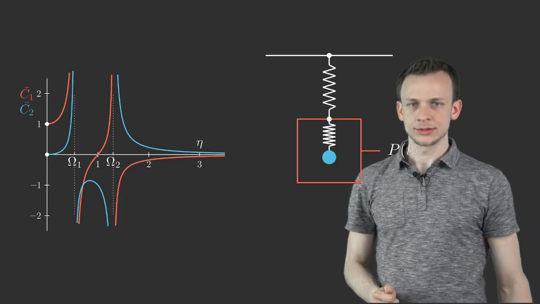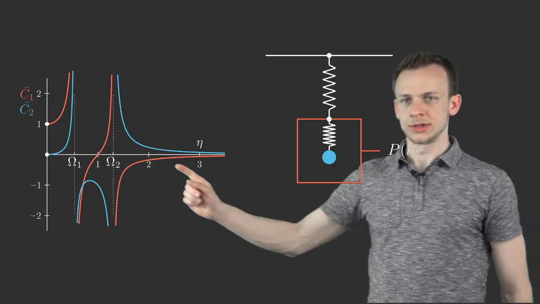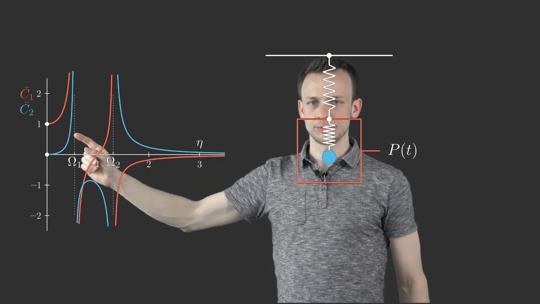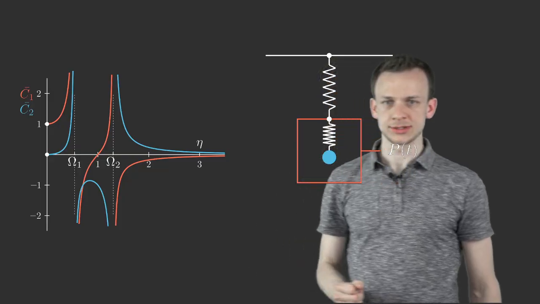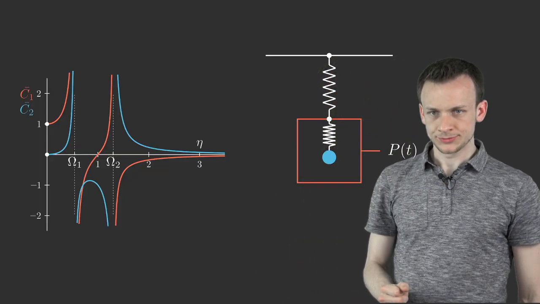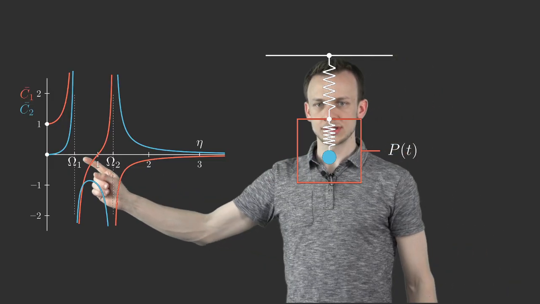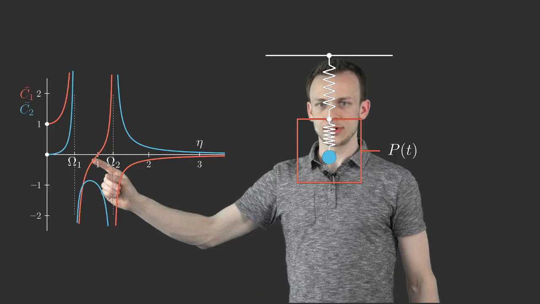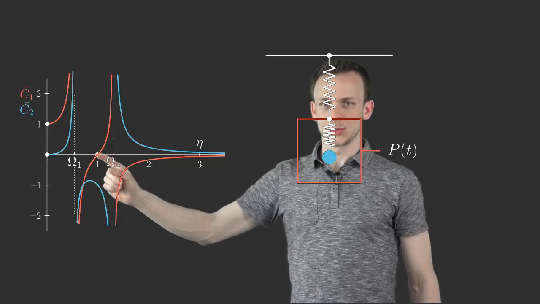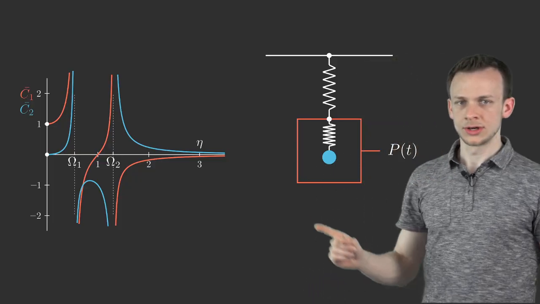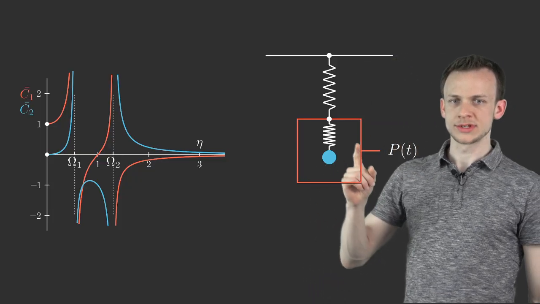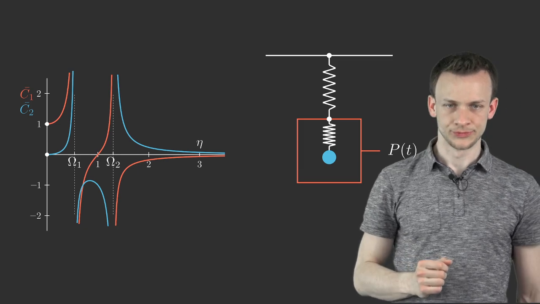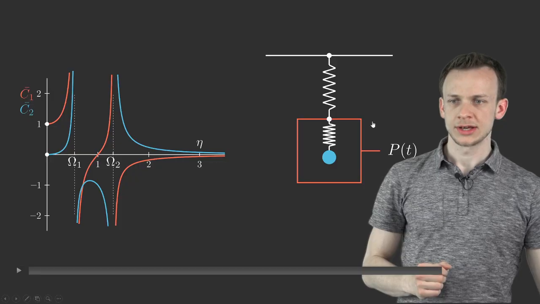So in the animation, we will look at the magnification factors of the two coordinates, x1 and x2. And we see the resonant frequencies omega 1 and omega 2 here. And as I mentioned before, we have this point here where the amplitude of the outer mass becomes 0 while the inner mass is still moving. So let's start the animation.